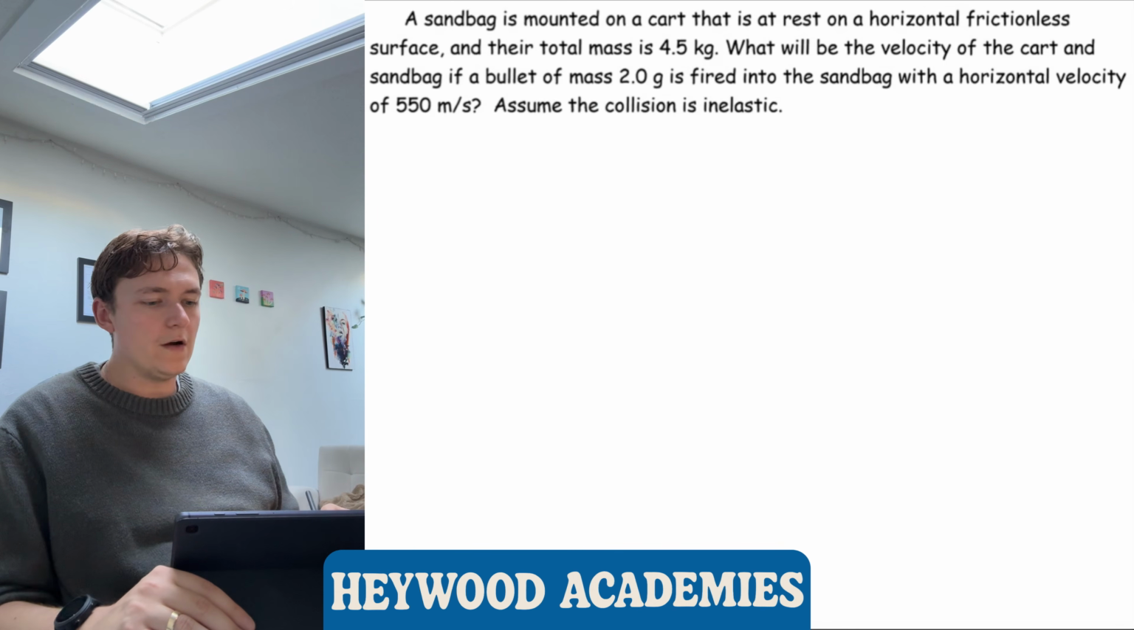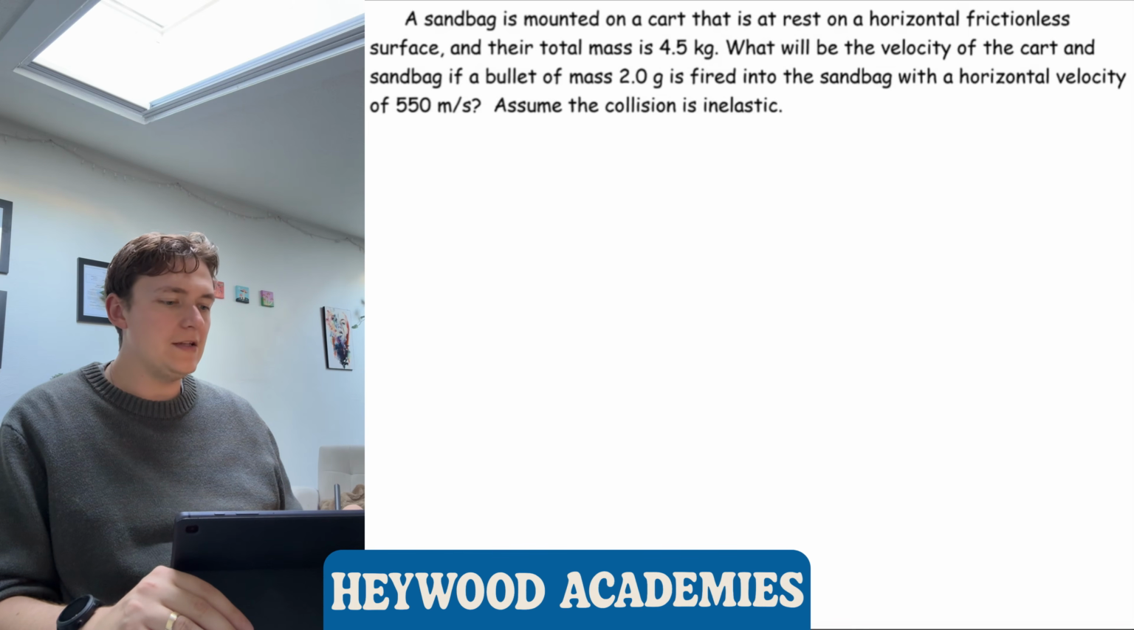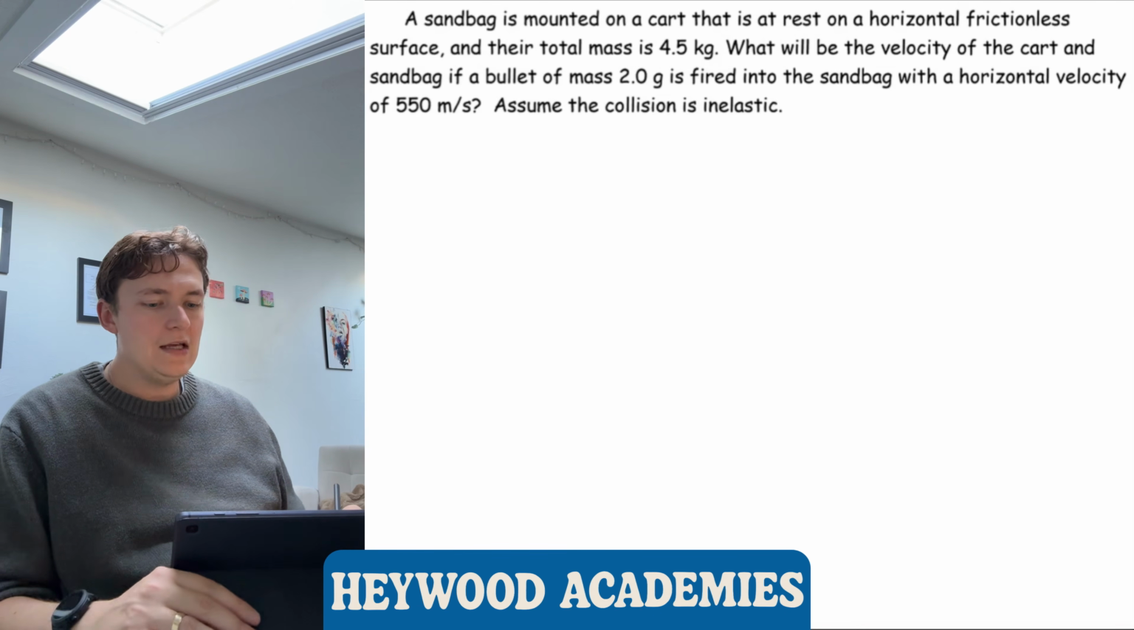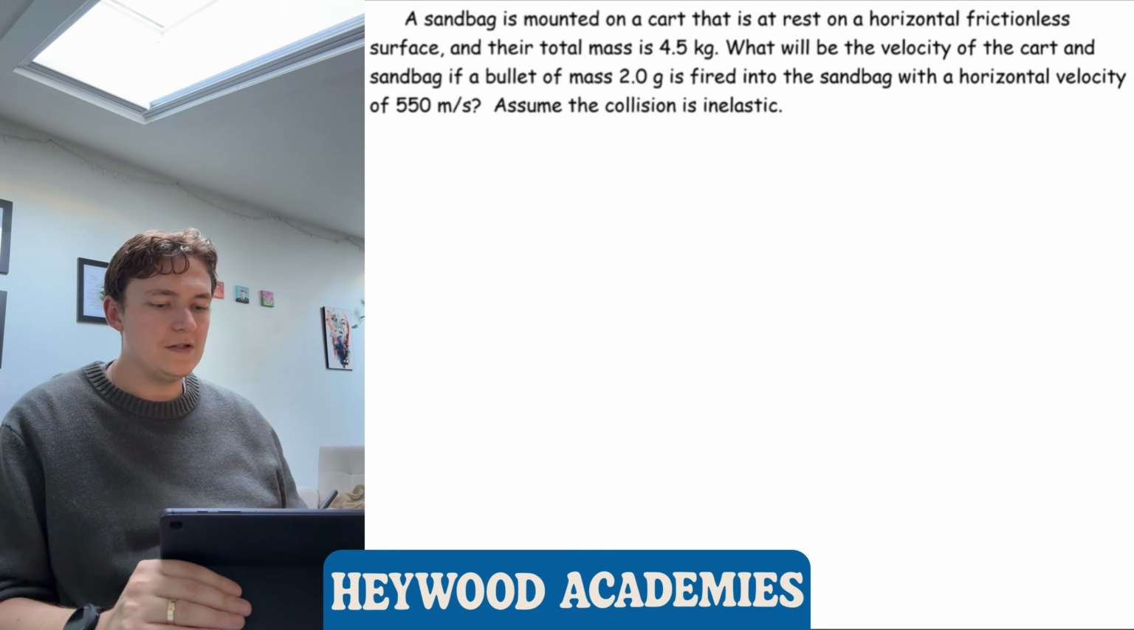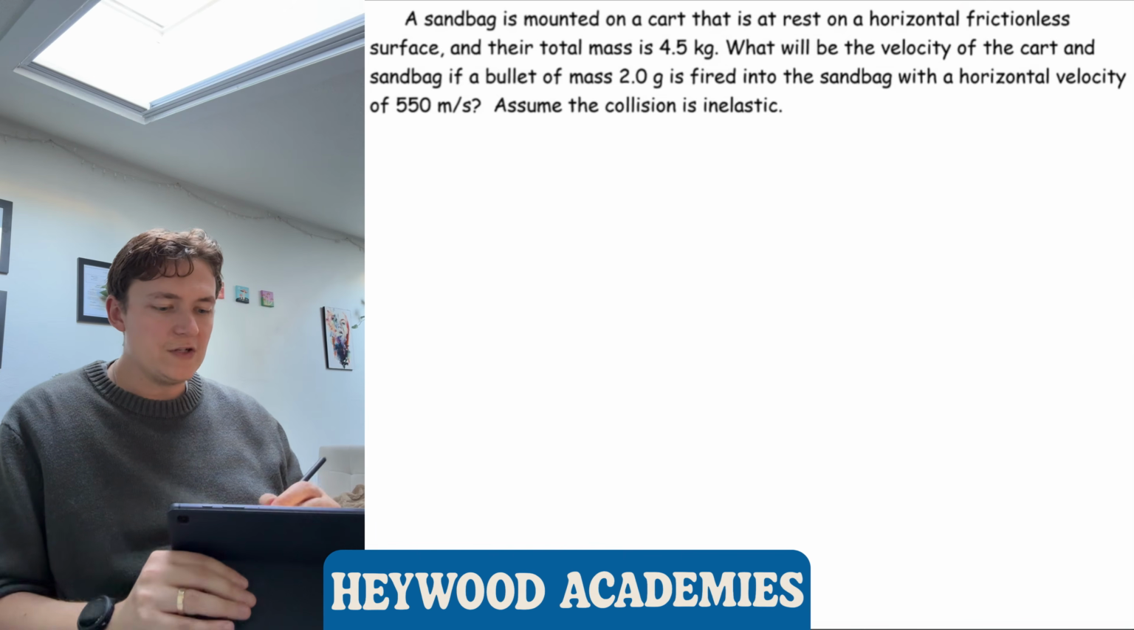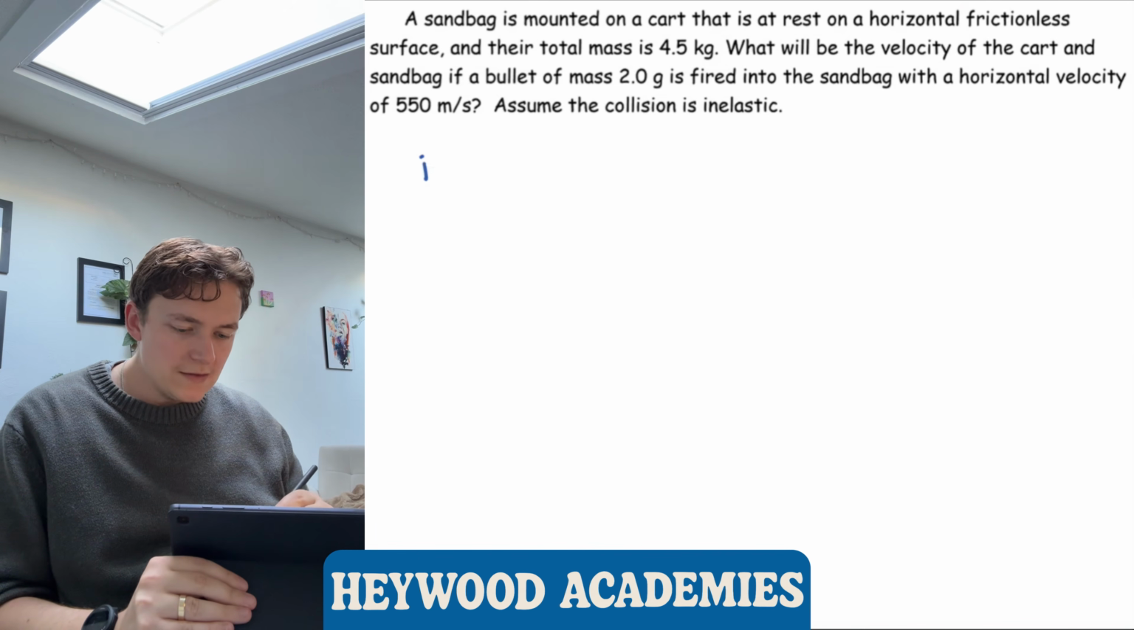A sandbag is mounted on a cart that is at rest on a horizontal frictionless surface, and the total mass is 4.5 kilograms. What will be the velocity of the cart and the sandbag if a bullet of mass 2 grams is fired into the sandbag with a horizontal velocity of 550 meters per second? Assume the collision is inelastic. Okay, so we've got to draw a little picture here so we can show what this looks like. So we'll draw an initial picture and a final picture.